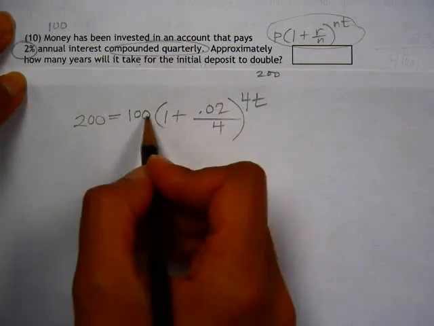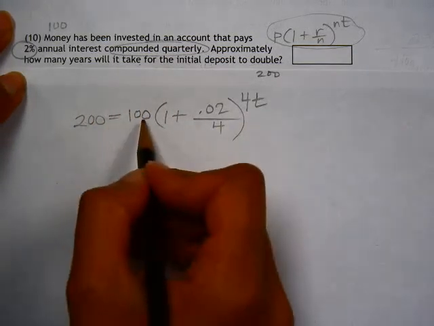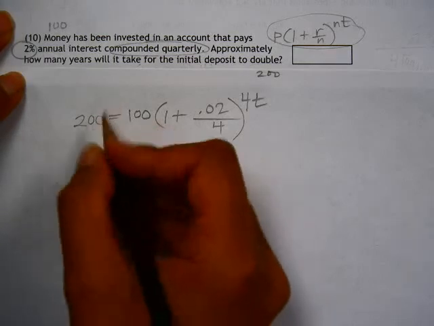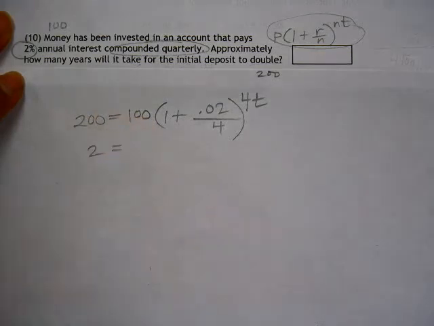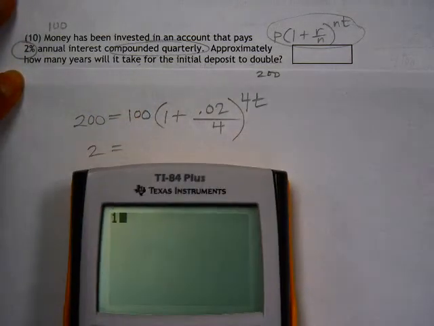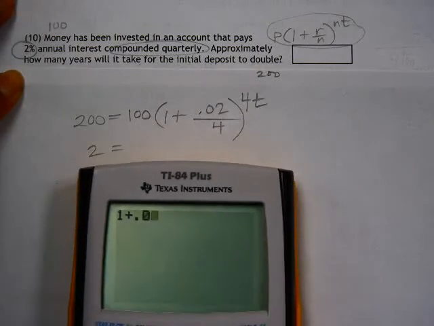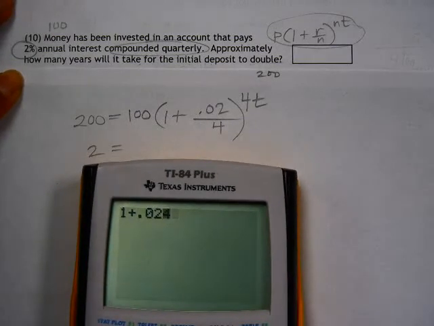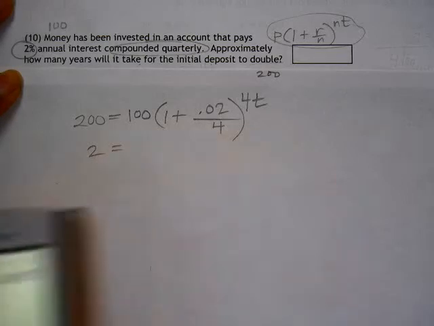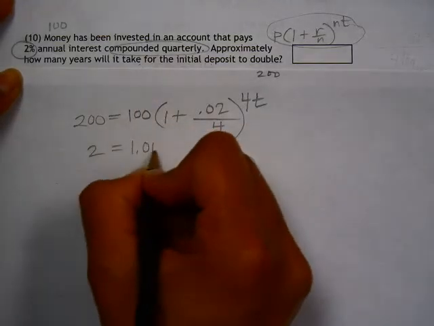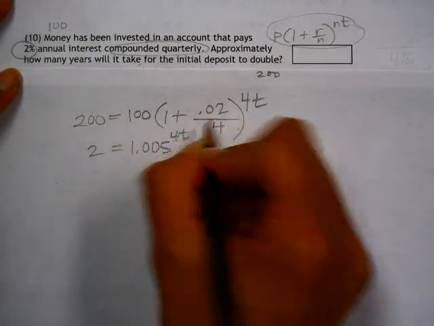The reason it doesn't matter how much money you start with or end with is because either way, when you divide, you're going to end up with a 2 on this side, if this is double this. So 1 plus 0.02 divided by 4 is 1.005. I'm going to just substitute that right here, and then to the 4t.